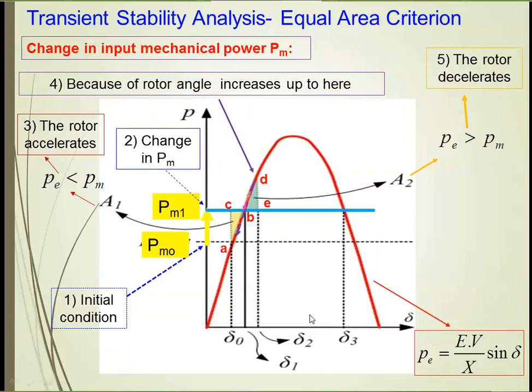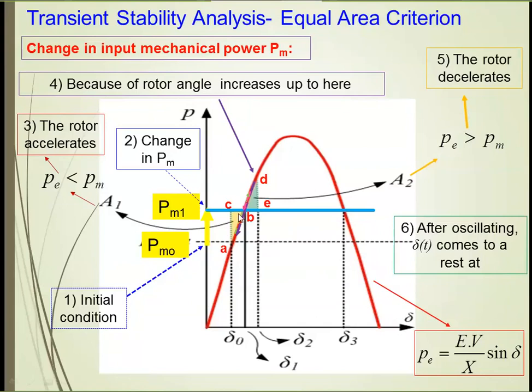I explained this point more clearly in the later slides. Finally, you will find that the rotor will settle down. That means in this case, delta, the rotor angle, is changing with respect to time, and it will settle down at this point here. That will be the new state of equilibrium, because at the point B, PM will become equal to PE, and the rotor will not oscillate further. So this is your new state of operating.